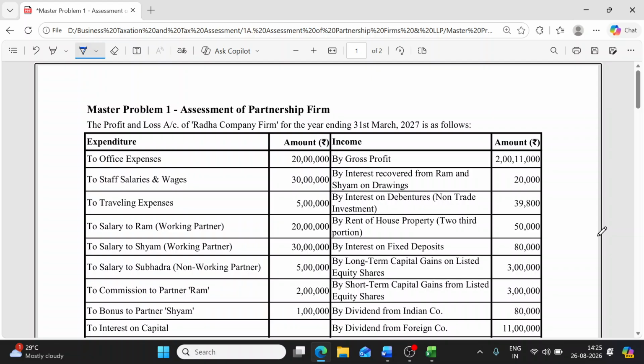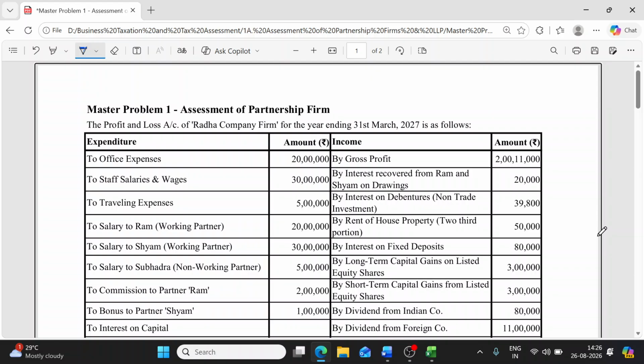So this problem I have already shared with you on Google Classroom. I request you all to keep a copy of this problem along with the notes, and if possible keep a few loose papers, and while I am solving this problem, you also solve the problem with me at the pace of the video.